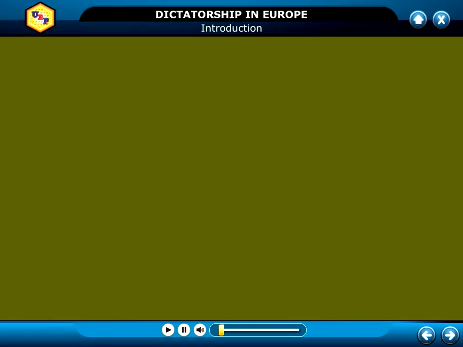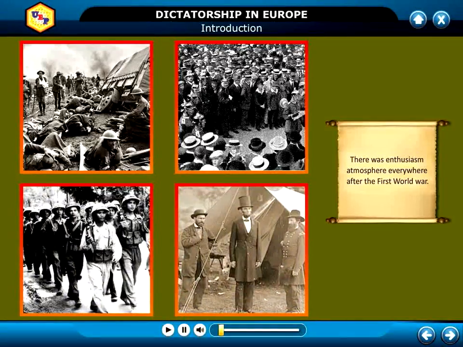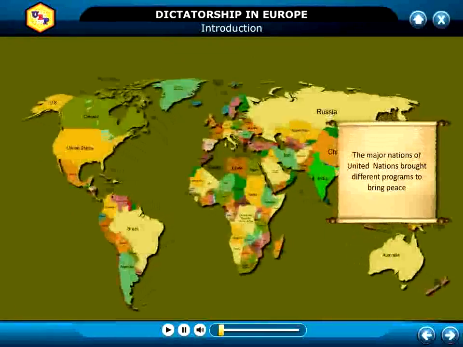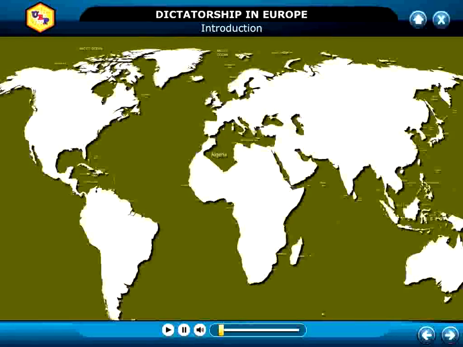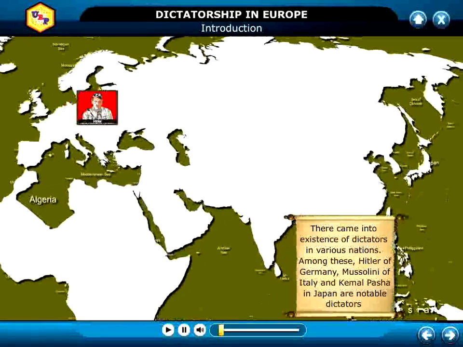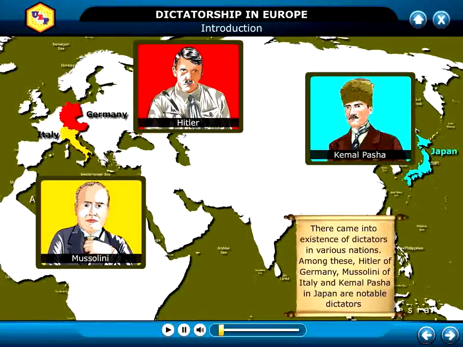Dictatorship in Europe. Introduction. There was an enthusiastic atmosphere everywhere after the First World War. The major nations of the United Nations brought different programs to bring peace. There came into existence dictators in various nations. Among these, Hitler of Germany, Mussolini of Italy, and Kemal Pasha of Turkey are notable dictators.